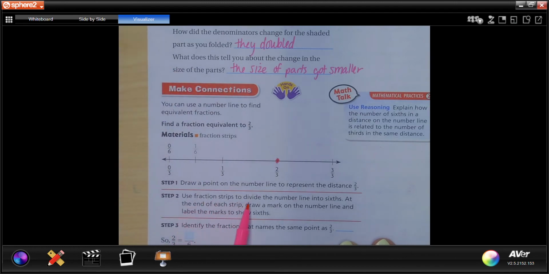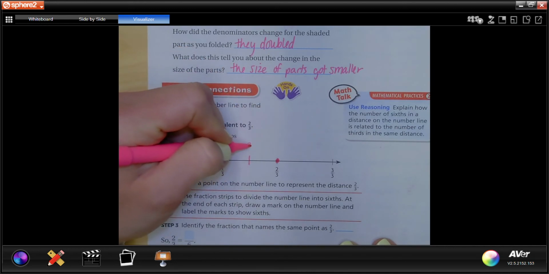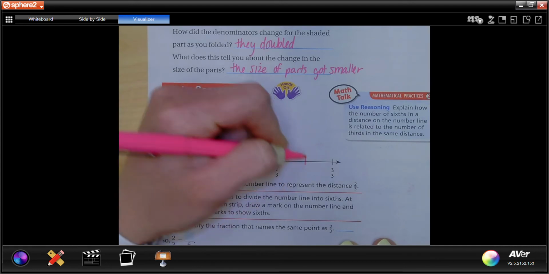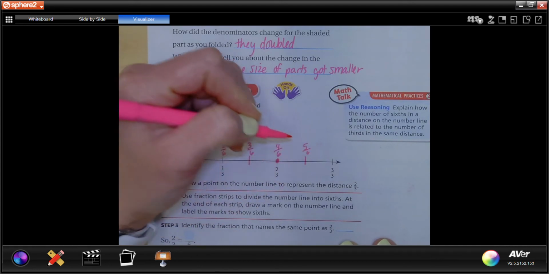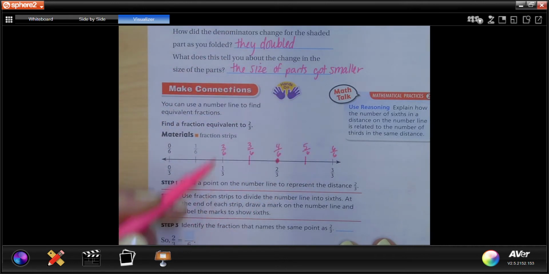Use fraction strips to divide the number line into sixths. Well, we have 1/6. This is 2/6, 3/6, 4/6, 5/6, and 6/6. Okay.